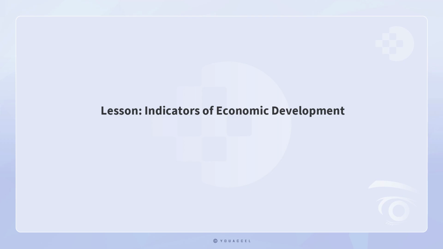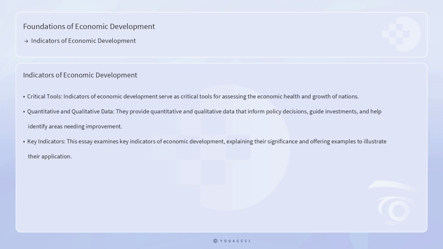Lesson: Indicators of Economic Development. Indicators of economic development serve as critical tools for assessing the economic health and growth of nations. They provide quantitative and qualitative data that inform policy decisions, guide investments, and help identify areas needing improvement. This essay examines key indicators of economic development, explaining their significance and offering examples to illustrate their application.